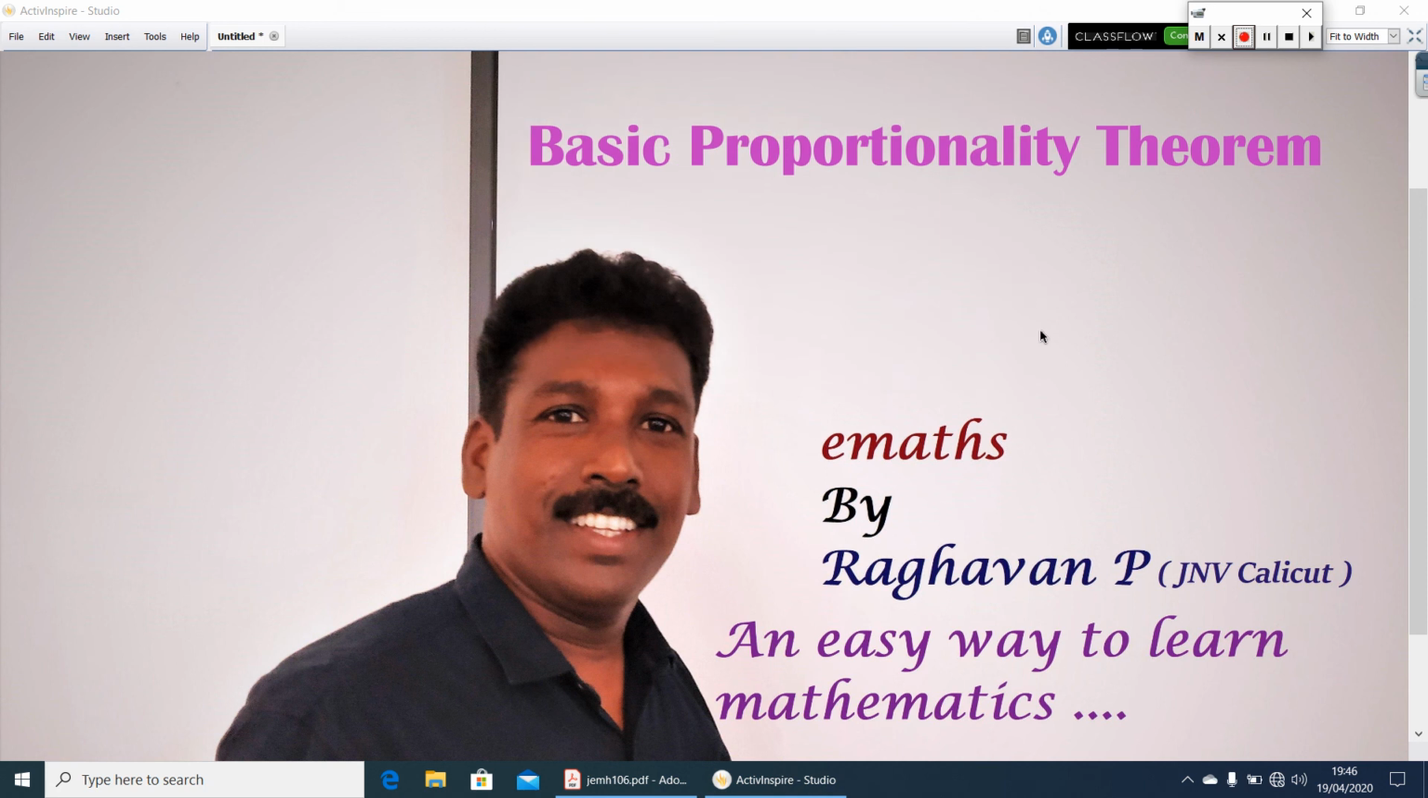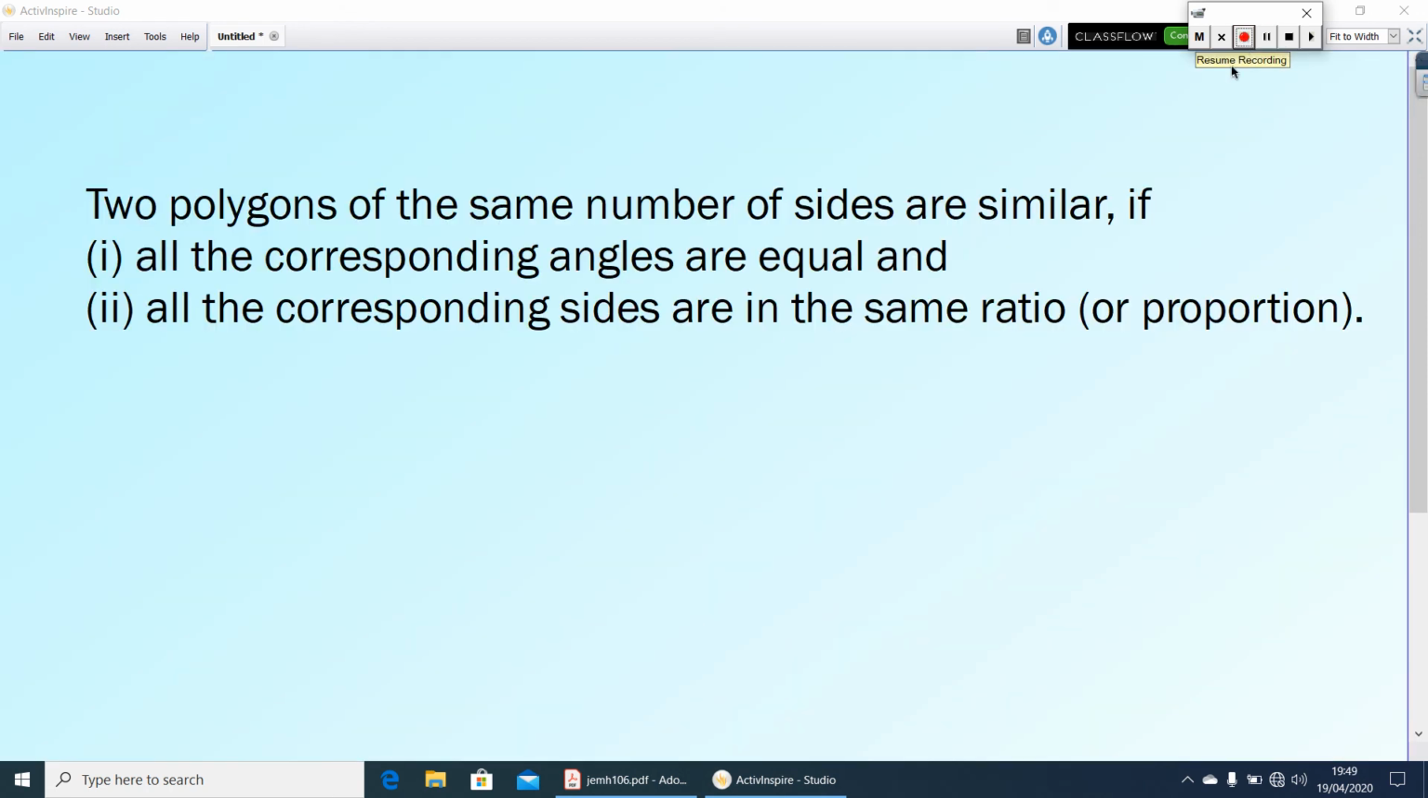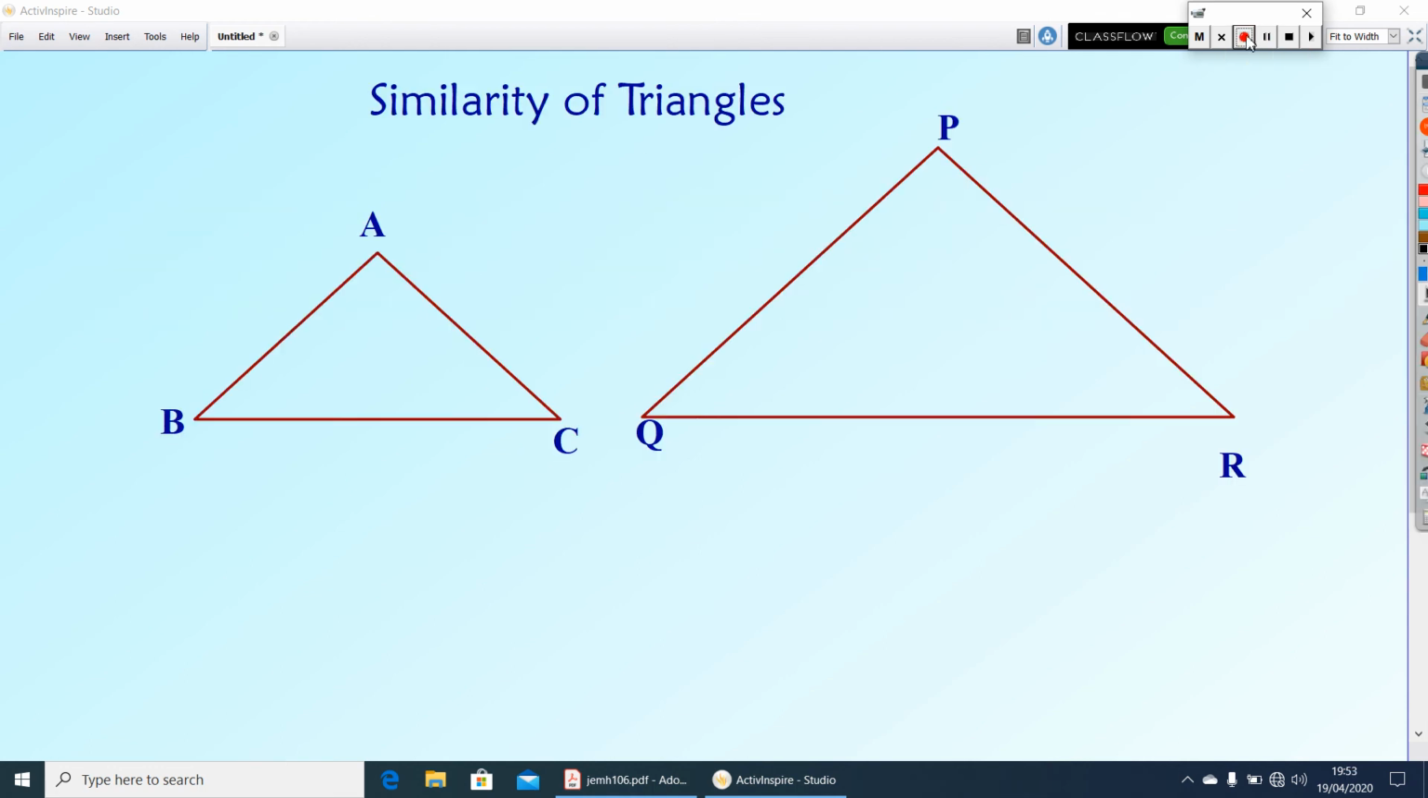Today I am going to discuss the basic proportionality theorem. In the last class we discussed the similarity of two polygons. There are two conditions for similarity: all the corresponding angles are equal, and all the corresponding sides are in the same ratio for polygons having the same number of sides. Now let us check the similarity of triangles.